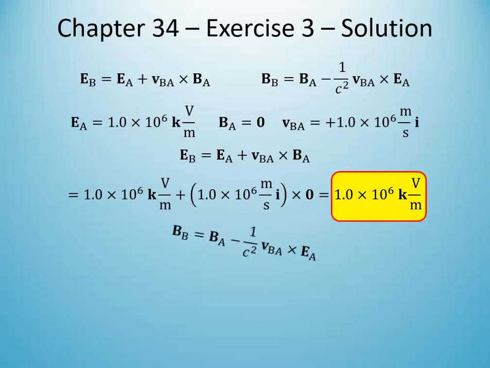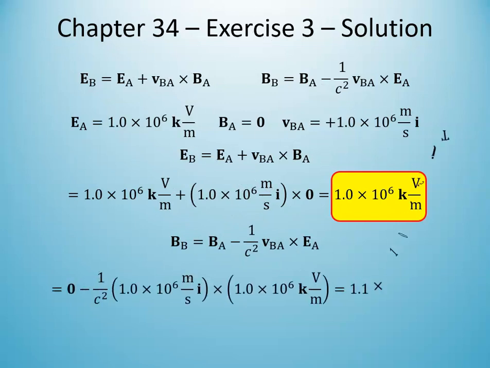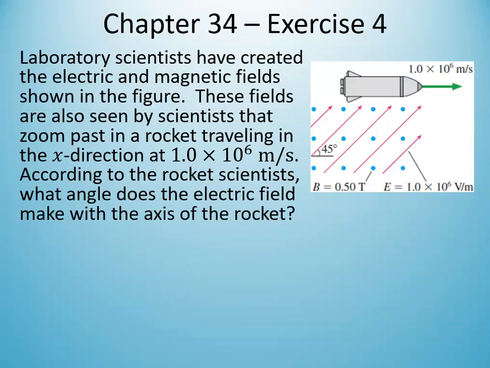Now, for the magnetic field, we have a different situation. So we plug in our numbers, and in this case, we actually do get a non-zero magnetic field. In other words, the magnetic field, even if it's 0 in one frame, is not necessarily 0 according to a different reference frame that is moving through an electric field at some velocity.